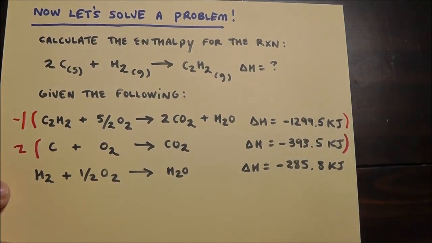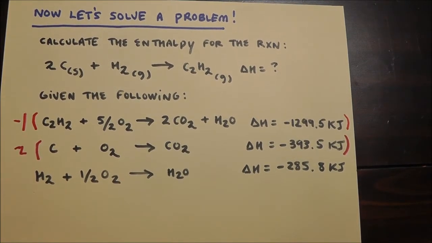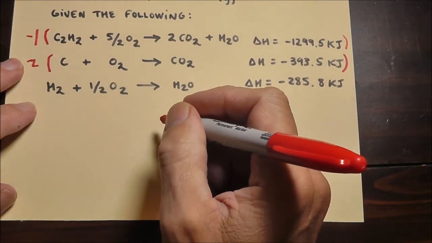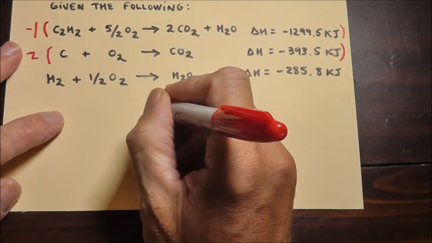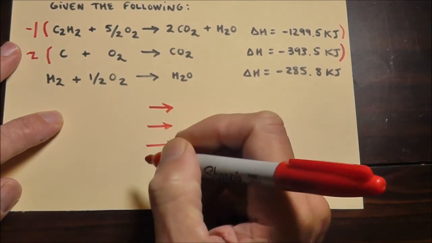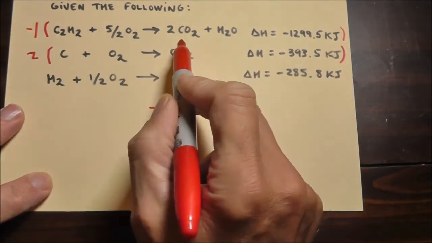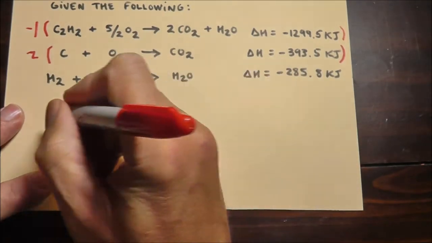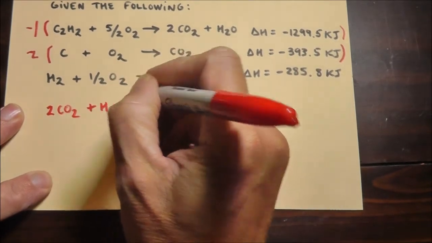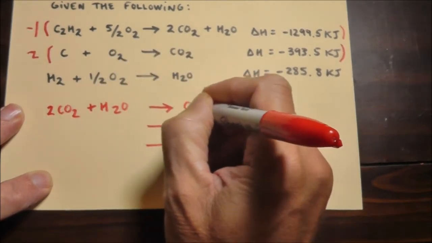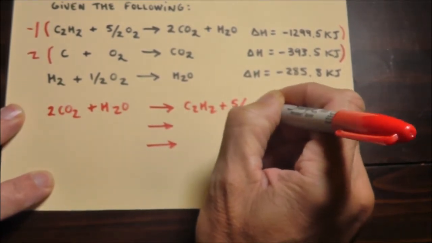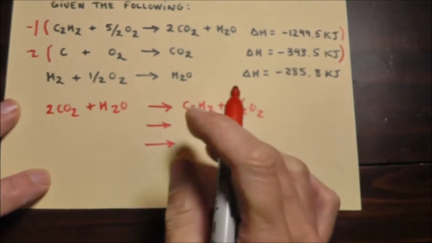And then what I like to do, folks, just to protect myself from myself, is write this whole thing all over again. I even like to make sure I don't goof up by putting the arrows all on top of each other so I don't confuse what's on the left and right. So now I'm going to flip this first reaction. It's going to be 2CO2 plus H2O goes to make C2H2 plus 5/2 H2O.